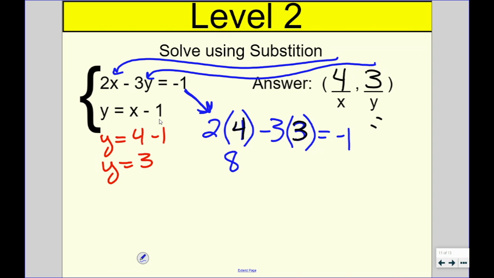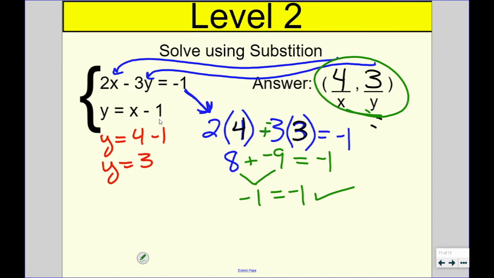2 times 4 is 8. If it helps, we can add a negative, if that helps people. Negative 3 times positive 3 is negative 9, so that would be adding negative 9. Does that equal negative 1? 8 plus negative 9 is negative 1, equals negative 1. Yes, that checks. So this set of numbers where x is 4, y is 3, this ordered pair, (4, 3), is our solution to these two equations.